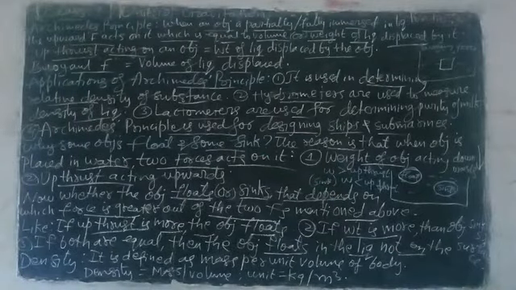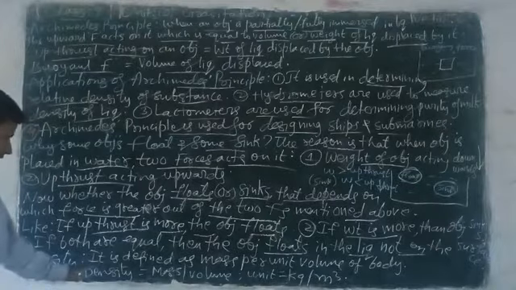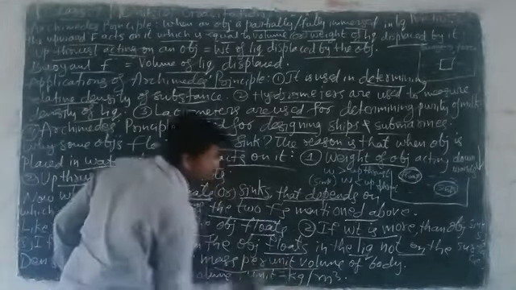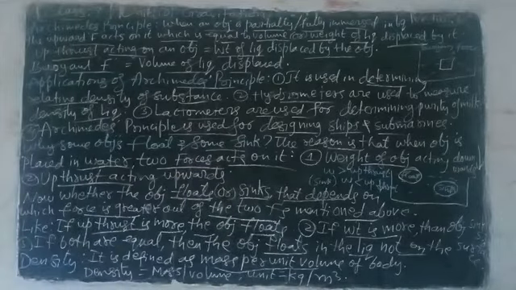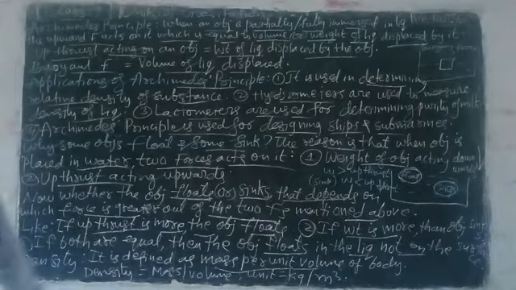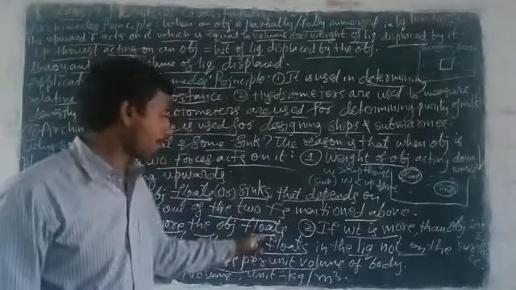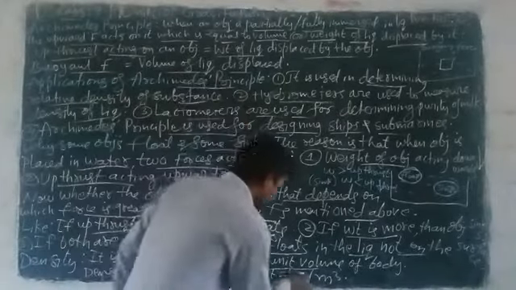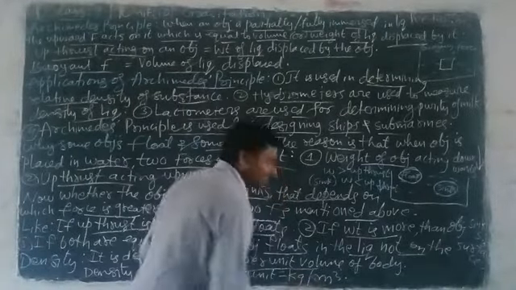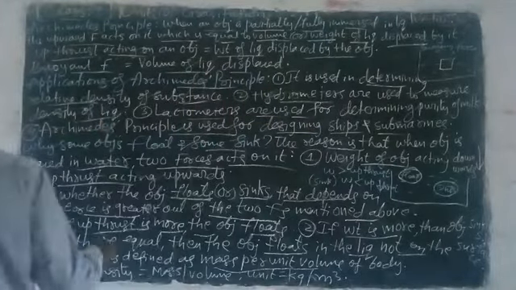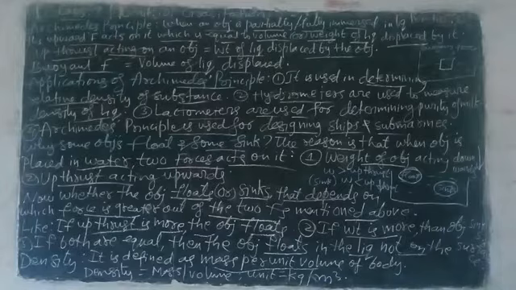Right? Next, density. What is density? Density is defined as mass per unit volume of a body. Density is equal to mass per volume. The units are kilogram per meter cube, or gram per centimeter cube. So this is today's concept.